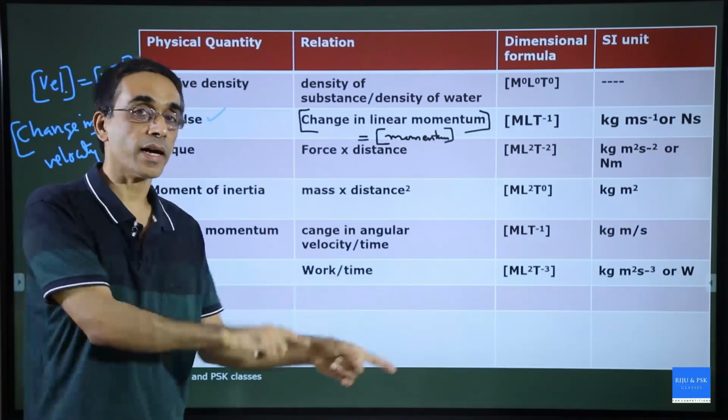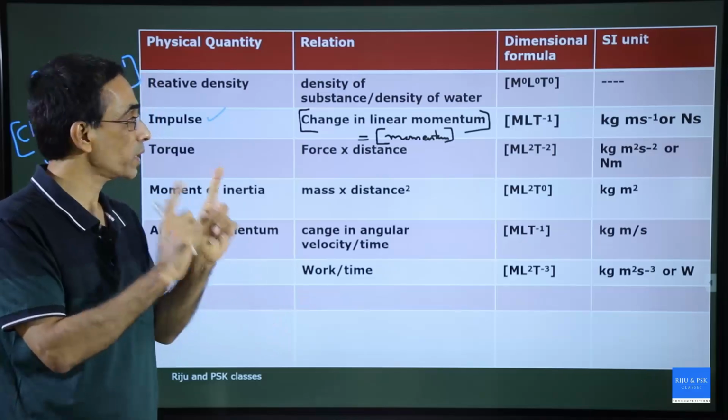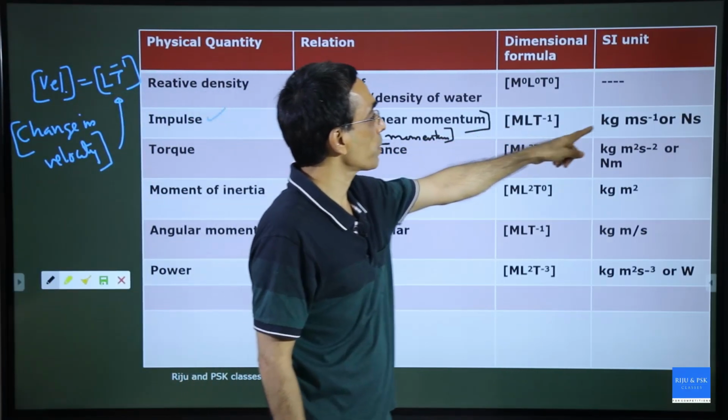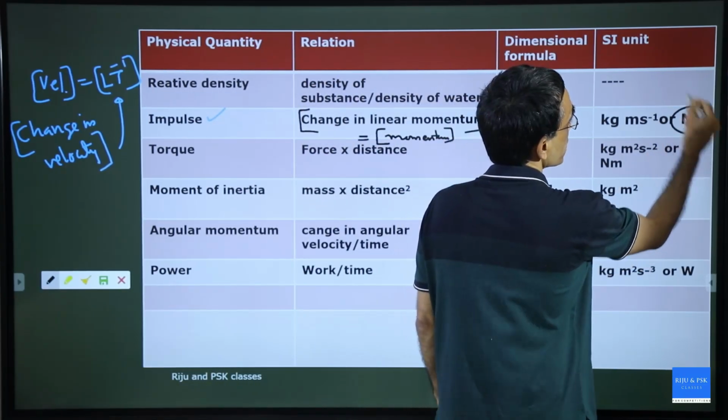Acceleration and change in acceleration will have the same dimensional formula. Force and change in force will have the same dimensional formula. Impulse, change in linear momentum, M L T raised to minus 1, same thing. But it has an additional unit called newton second, that's it.